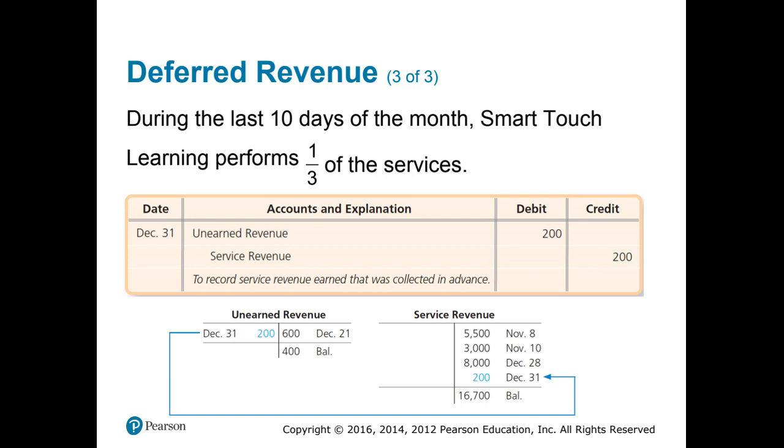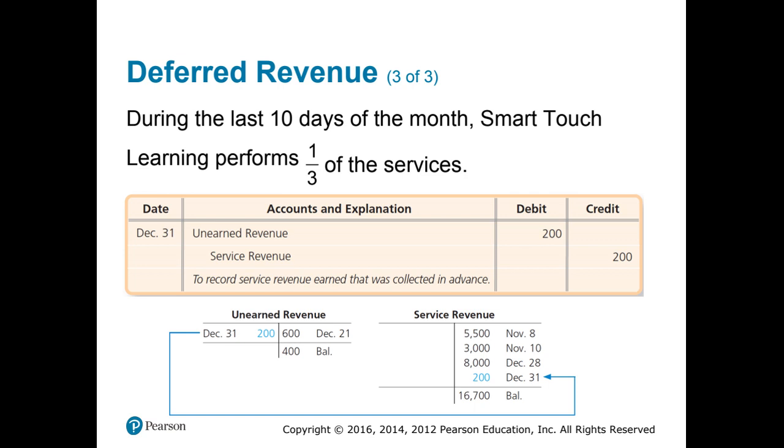So down here we see our T accounts. We have unearned revenue of $200 that we're debiting, and that's just to take it out of our unearned revenue account. So now the amount of revenue that is left unearned at the end of December 31st, we still have not earned $400.